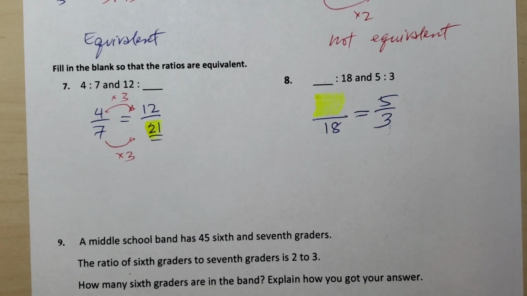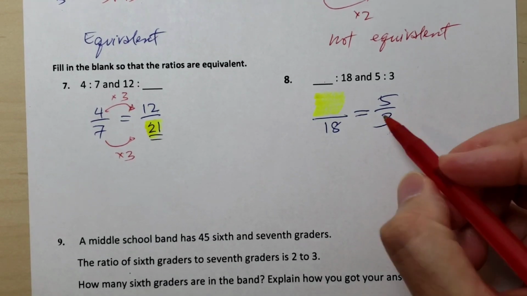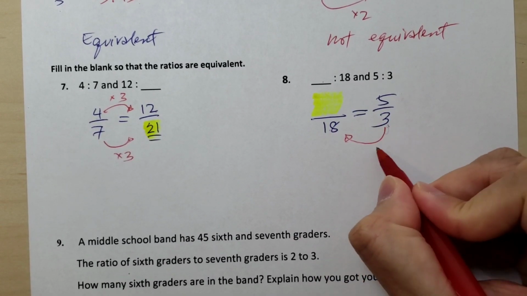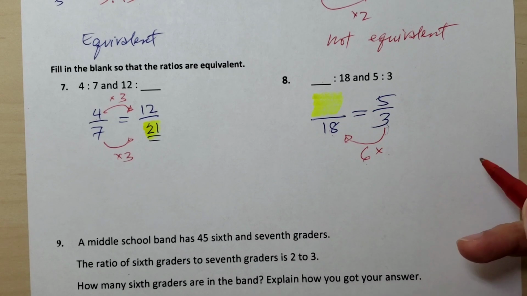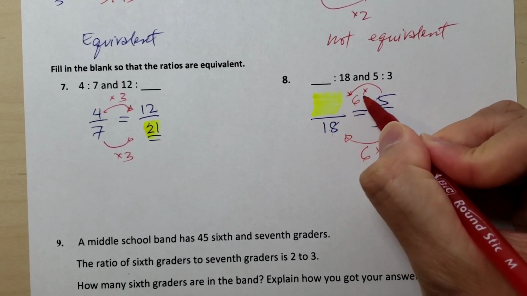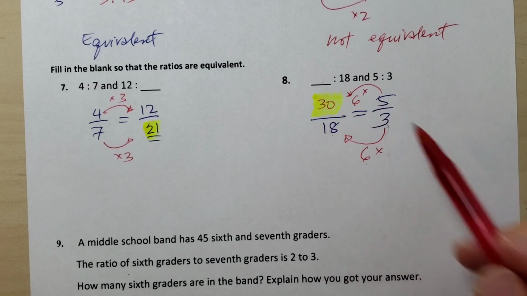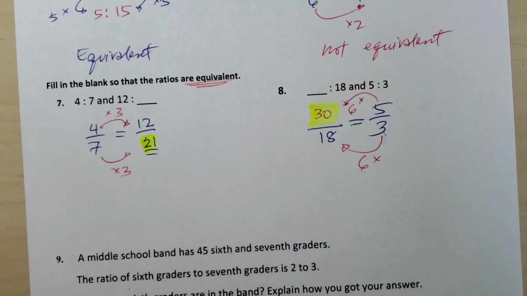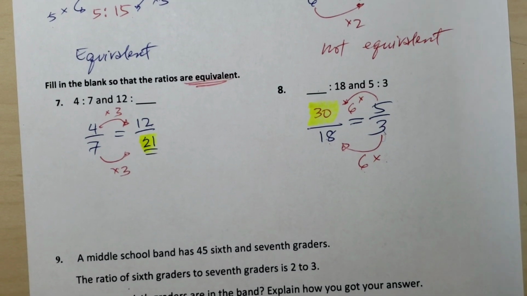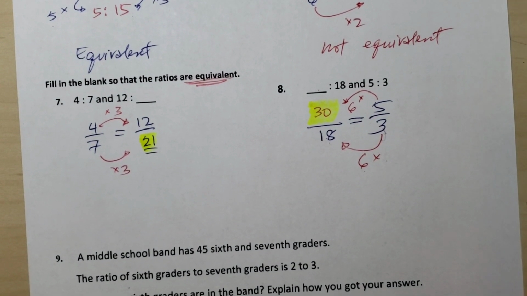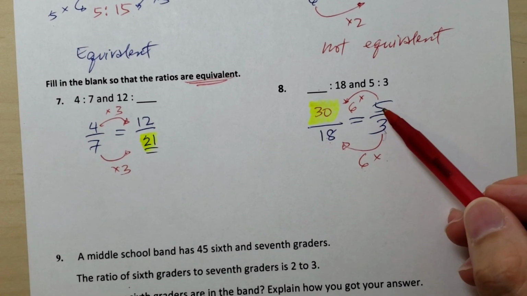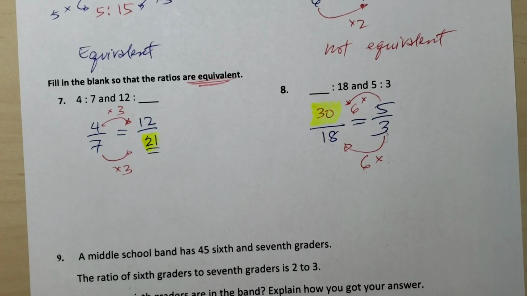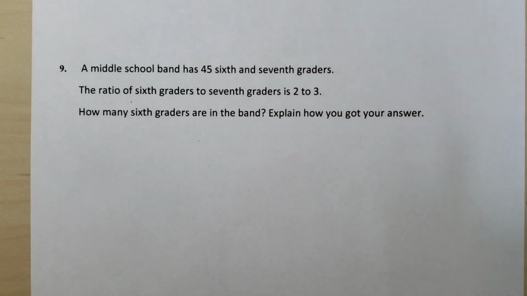So what do you want to do? Most of you would probably say, hey, you know what? I can do this. 3 times something gets me 18. Or 18 divided by 3 gets me 6. So 3 times 6 is 18. That means 5 times 6 gives me 30. So the answer is 30. Now remember, these two are already equivalent. So that means we need to use the same number, the same factor to multiply or divide for the first ratio, okay, for the first quantity going to the second quantity. Don't forget that.